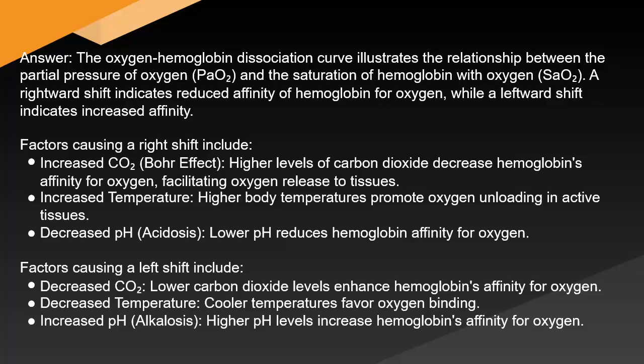A rightward shift indicates reduced affinity of hemoglobin for oxygen, while a leftward shift indicates increased affinity. Factors causing a right shift include increased CO2, the Bohr effect. Higher levels of carbon dioxide decrease hemoglobin's affinity for oxygen, facilitating oxygen release to tissues. Increased temperature: higher body temperatures promote oxygen unloading in active tissues. Decreased pH, acidosis: lower pH reduces hemoglobin affinity for oxygen.